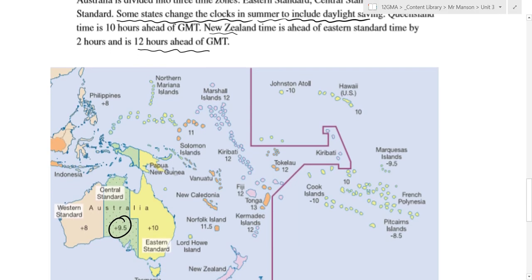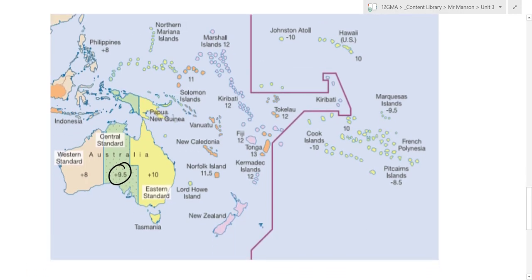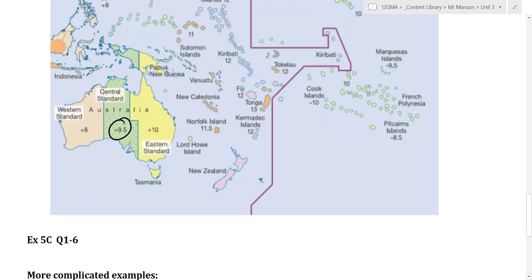You will have a map of some sort on there, so if you need to find a location, you'll be able to use that map to help you just estimate what you should be getting. You might get a map like this, which gives you a bit more of an indication of where things fall as well, so keep that in mind as well.